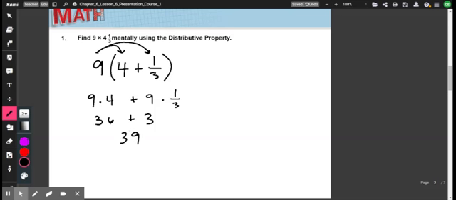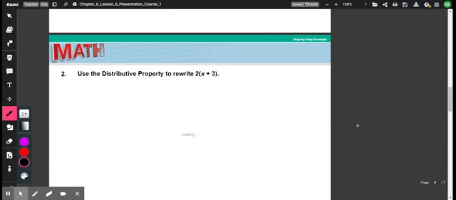So again, when you are doing the distributive property, on your homework it's going to ask you how to do this. You are just going to do 9 on the outside, whatever that number is, and split up that second number. All right, so let's continue on.